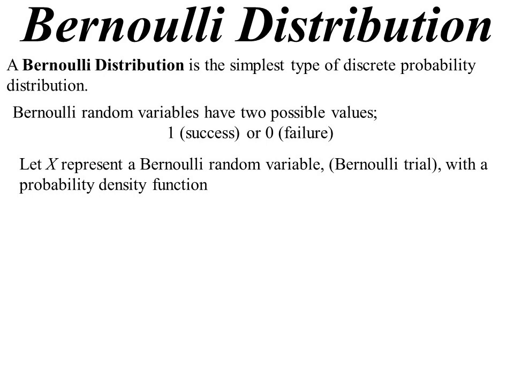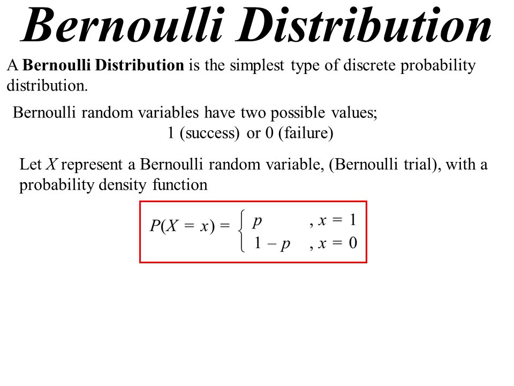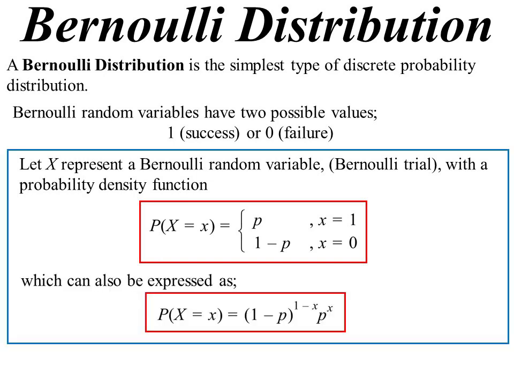Its probability density function is a very simple one. The probability is p when x is 1, therefore it's 1 minus p when x is 0. For everything else, the probability is nothing. We could also express it this way: the probability that X is equal to little x would simply be p to the power of x, and then 1 minus p to the power of 1 minus x.